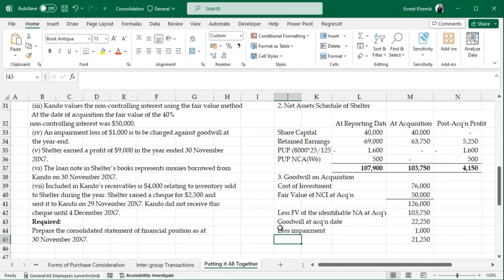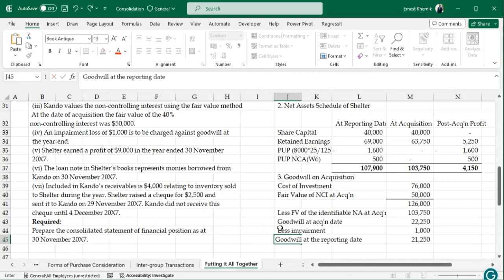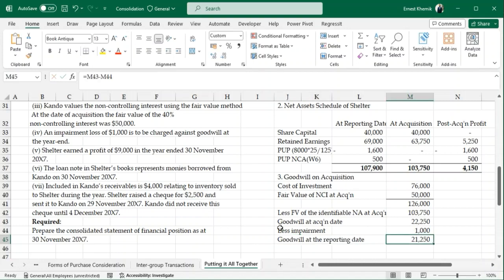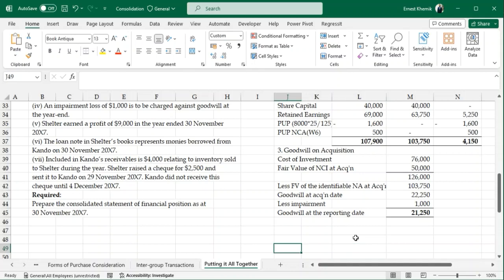So that gives me goodwill at the reporting date. So this gives me my goodwill at the reporting date. Let me do that nicely. Alright, so we have that one also sorted out for us.